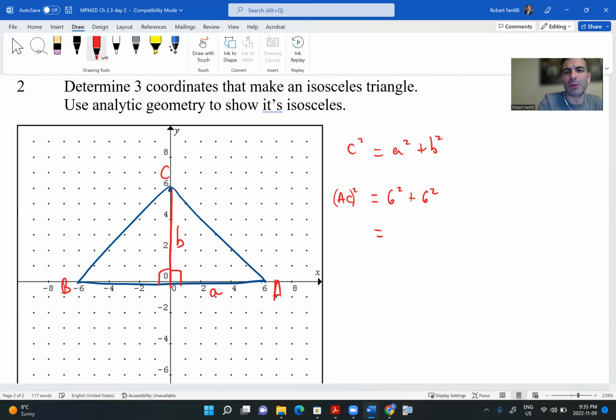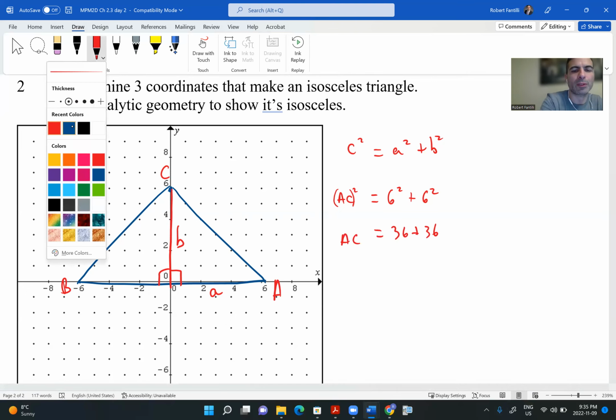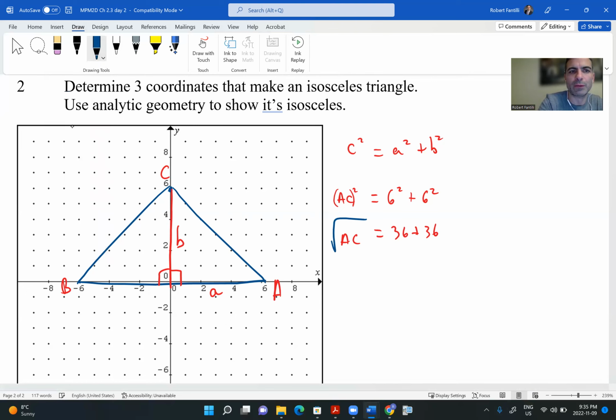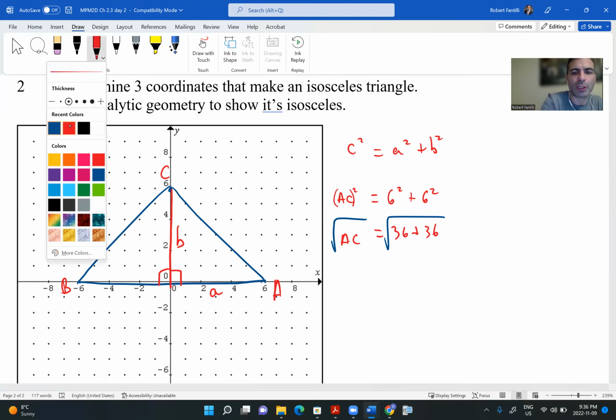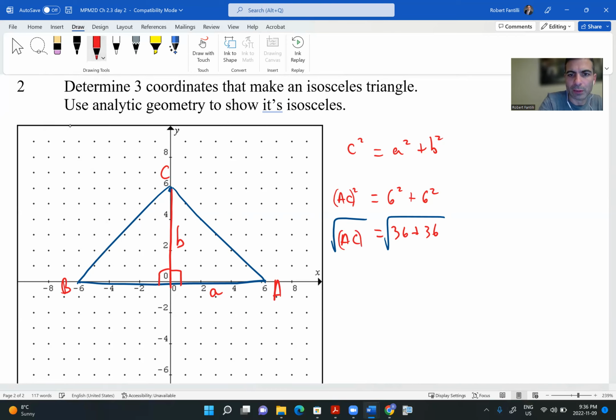And then I get 36 plus 36. AC would be the square root of AC squared, so let me put the square root on both sides. The square root of AC squared will get me AC, and that ends up being root 72. I showed you in the last lesson how to simplify that further, but right now that's good enough. We're just proving that they're isosceles.